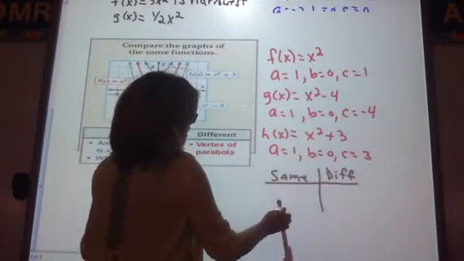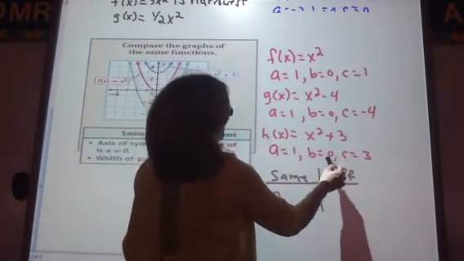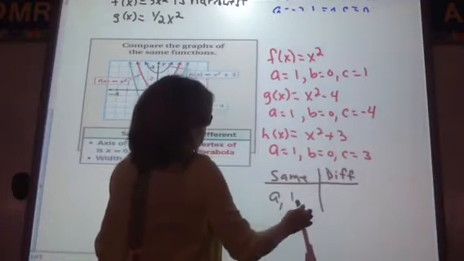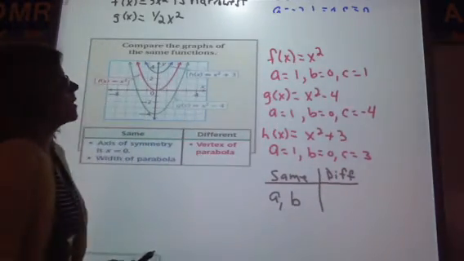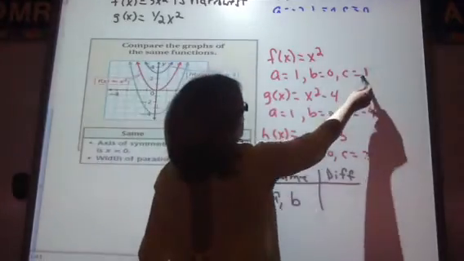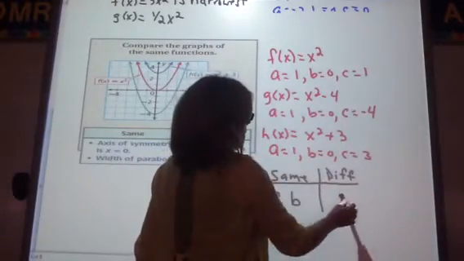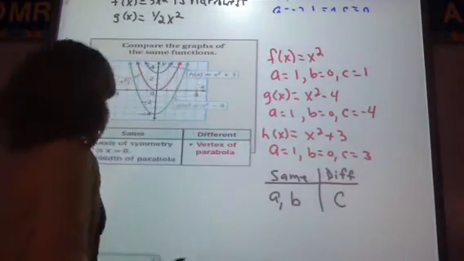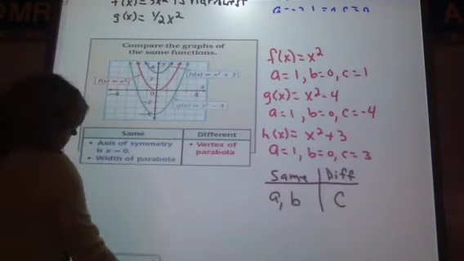So my A is the same, and my B is the same. And what's different about these three functions? You have 1, -4, and 3. So C is what's different. So now let's look and see how they look on the graph.